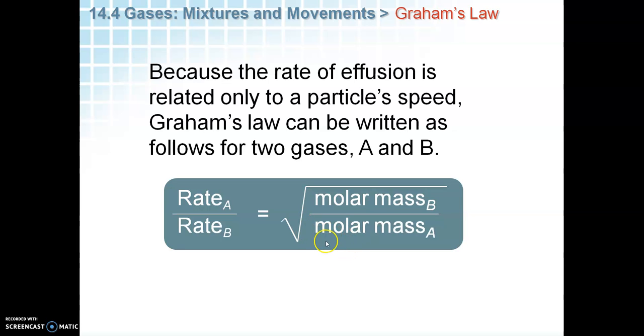So what we'll usually do here is we'll solve for just this ratio on the left. We won't get individual rates, we'll just get rate A over B equals this. You'll plug in molar mass of gas B, molar mass of gas A, divide them, and square root. And the answer is the ratio. Now, let's go through the example.